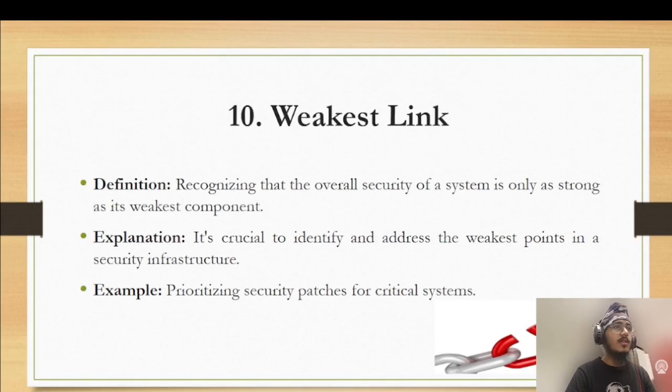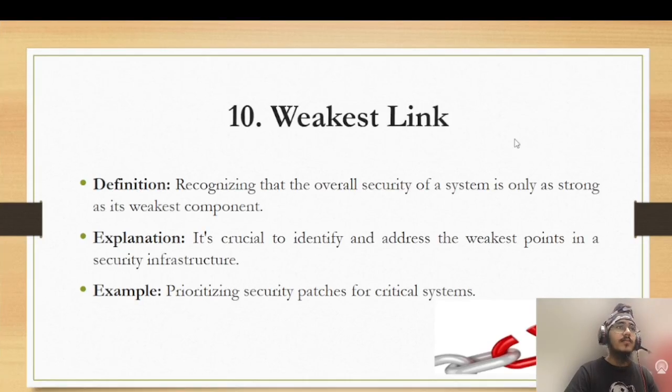It brings us to the next part: in any security system, the entire setup is only as strong as its weakest point. This brings us to the weakest link principle, which emphasizes recognizing that the overall security of a system is only as strong as its weakest component. By identifying and addressing our most vulnerable areas, we can shore up defenses and prevent easy breaches. For example, prioritizing updates on critical systems ensures that we are protecting the parts of a system most likely to be targeted. So the example is prioritizing security patches for parts that are targeted most.